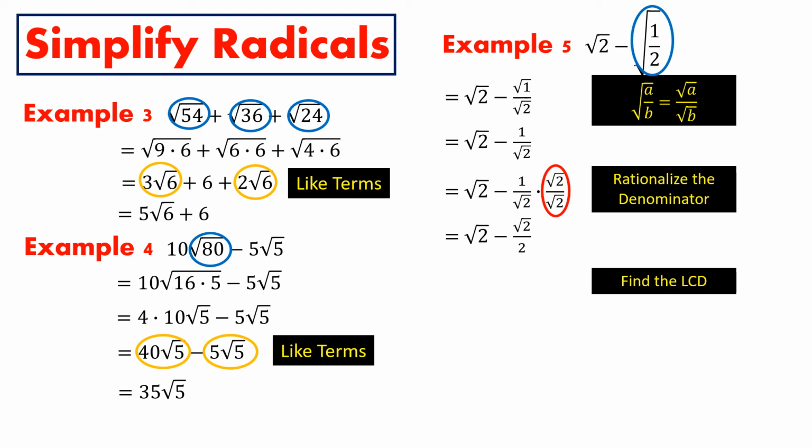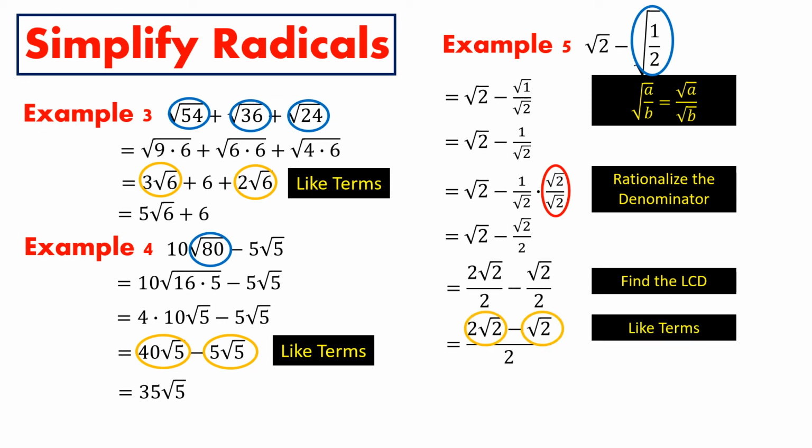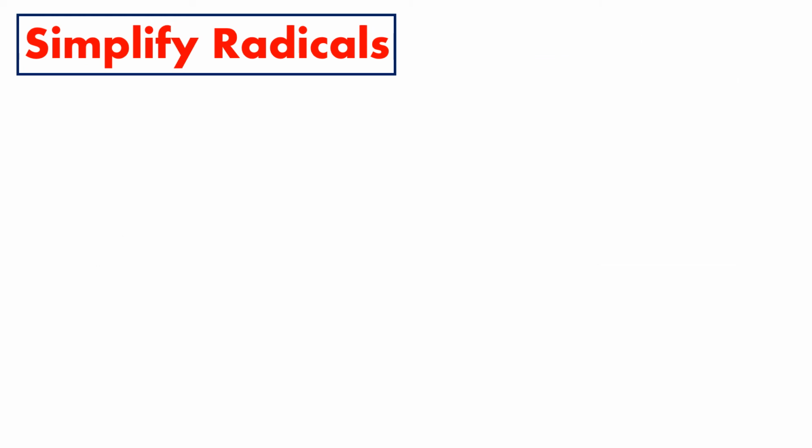Then we find the LCD, which is 2, and rewrite the expression this way. Because the two terms share the same denominator, we can rewrite it into one single fraction. Notice that 2 square root of 2 and negative square root of 2 are like terms. So we end up with square root of 2 all over 2 as our final answer. In example 6, we are given this expression.